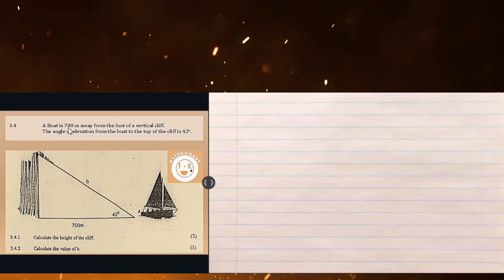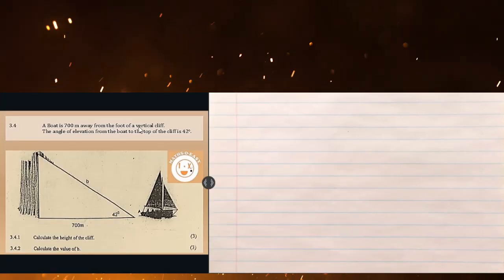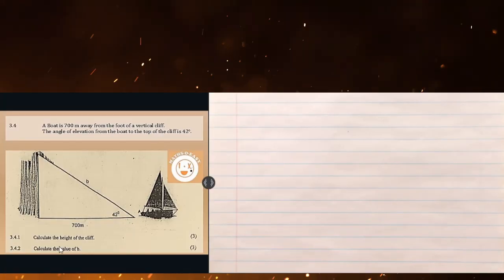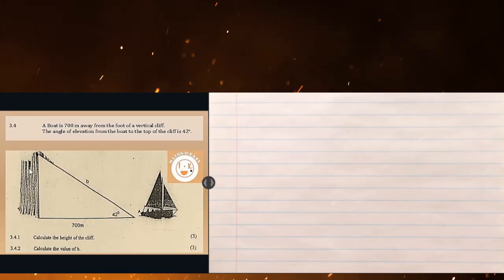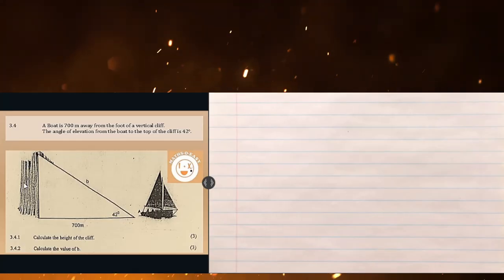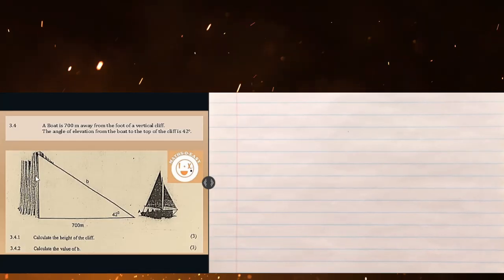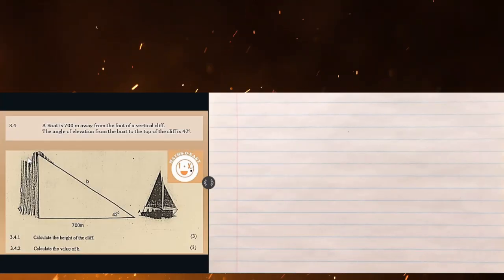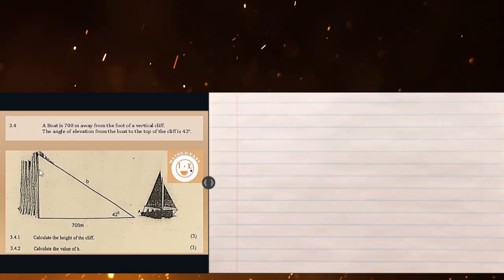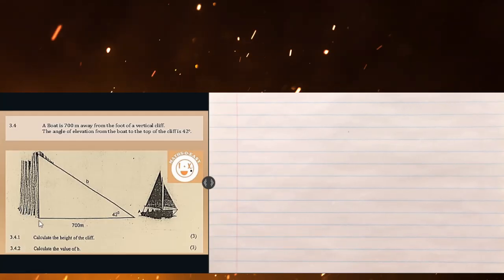They say a boat is 700 meters away from the foot of a vertical cliff. Okay. So here you can see this drawing there. Those are rocks. Yeah, that's the mountain. So that's the rocky part of a cliff. Yeah, let's just leave it there.